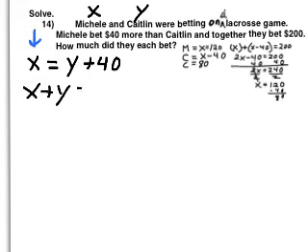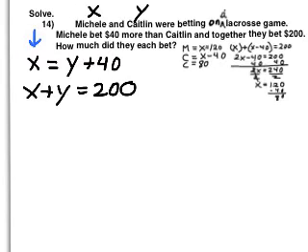X plus Y equals 200. In a way, we're doing the same thing in both equations. But in the first one, we're already putting everything in terms of one variable. In this equation, we have to eliminate one of the variables by using either substitution or elimination. So let's use substitution because we already have x equals y plus 40. So I'm going to put that in for x.